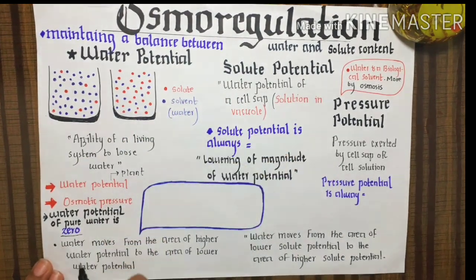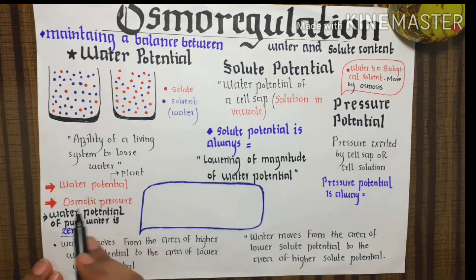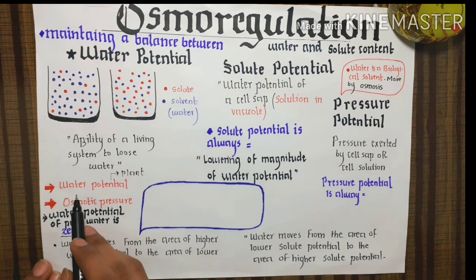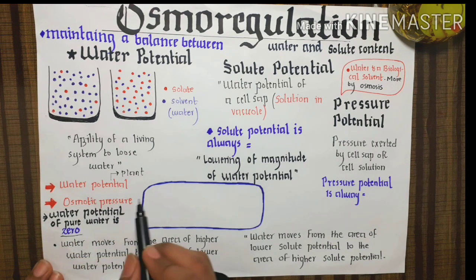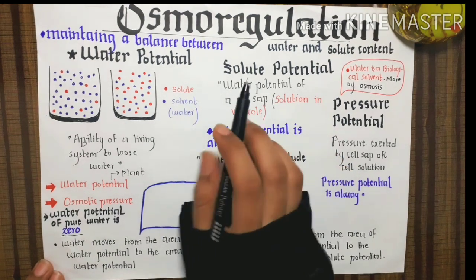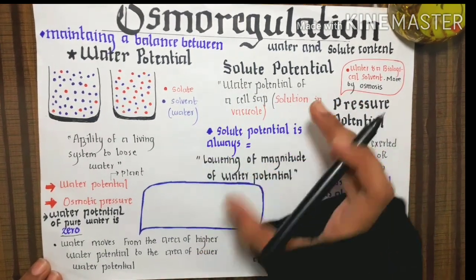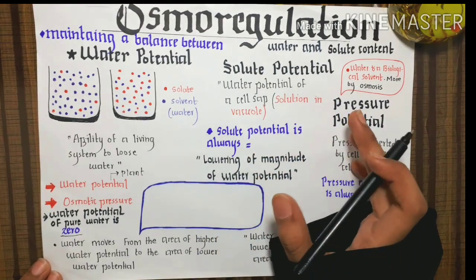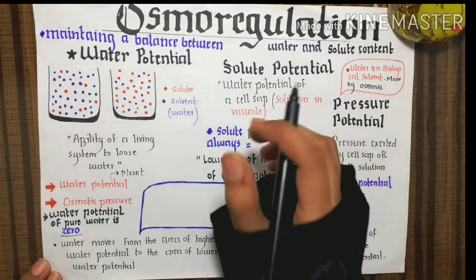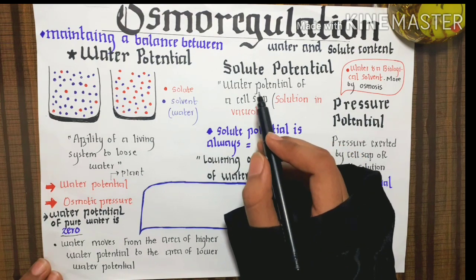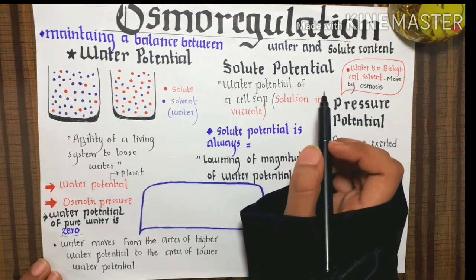Here we have learned that the concentration of a cell, of a plant cell especially, is expressed as a water potential. And now the other thing, we know that the plant cell has a large vacuole, and this vacuole has mostly the concentration which is dilute. So the concentration of a cell sap, what is cell sap? Cell sap is a vacuole.